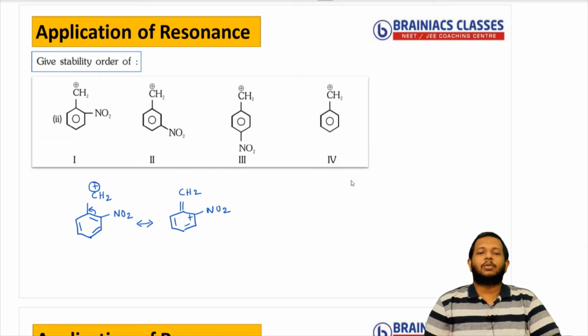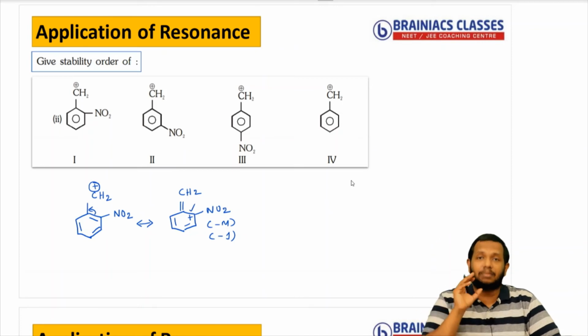So what will the NO2 group do to this positive charge? Whether it will increase the positive charge or decrease it, this is what you need to think. The NO2 group has minus M effect, so it will attract the electron, and minus I effect again means it will attract the electron. That means the positive charge over here increases, which makes it unstable. Correct?